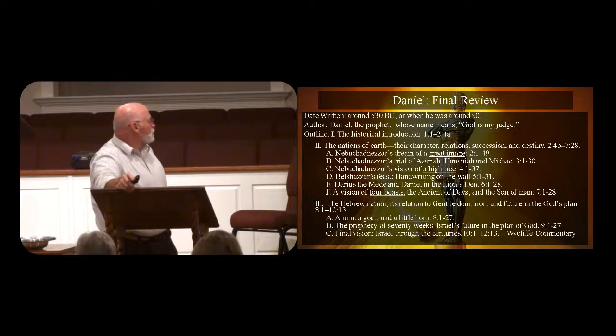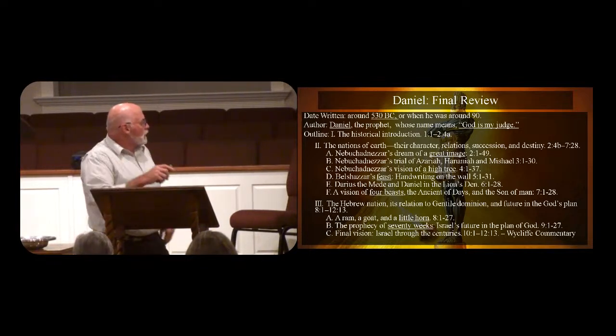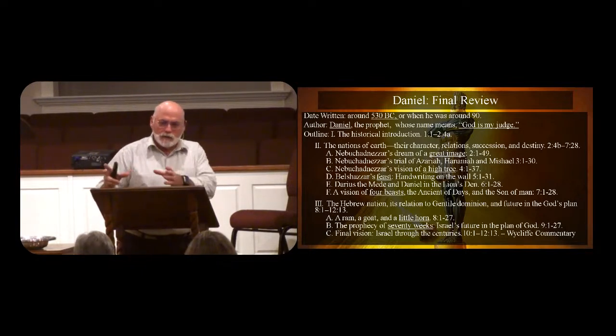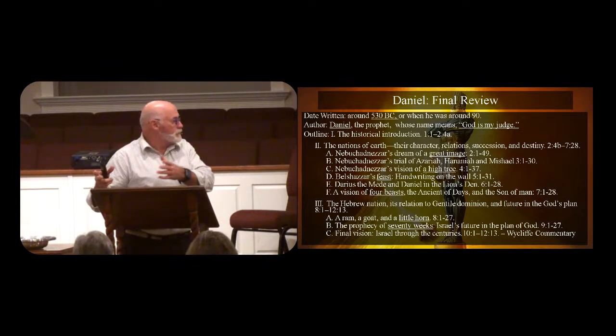And then we have the vision of the four beasts, the Ancient of Days, and the Son of Man in chapter 7. And then from that point, all of these are the days of the Gentiles, the time of the Gentiles. And here, it starts to center on the Hebrews and how they're going to make it through that time. And so it becomes Daniel's visions, and it becomes Daniel seeing what's going to happen to Israel.